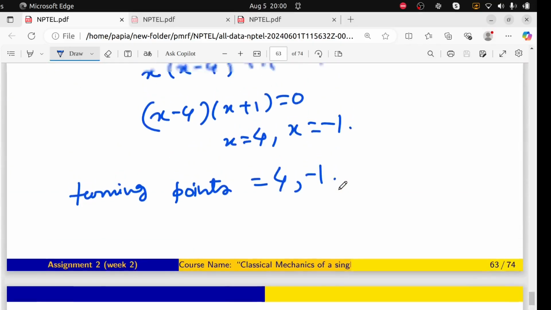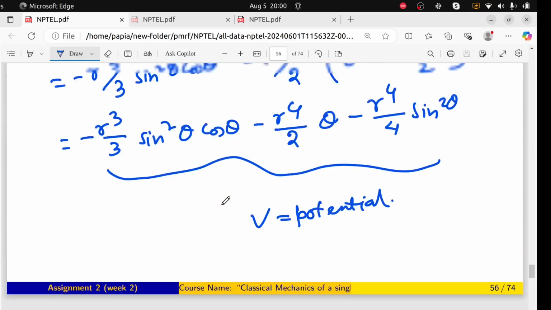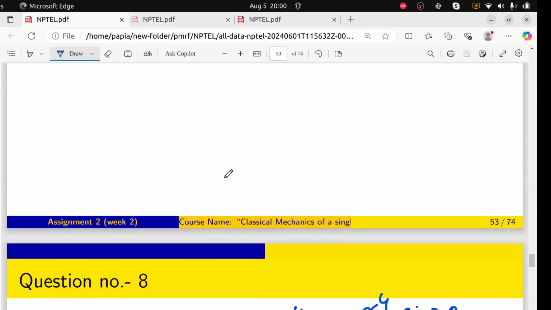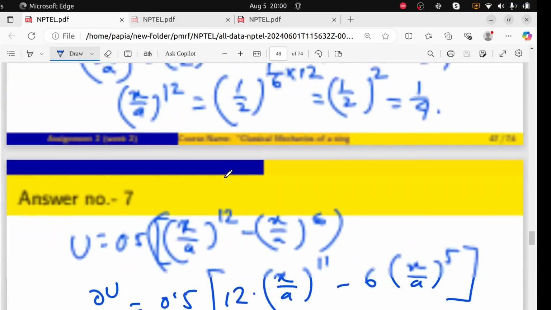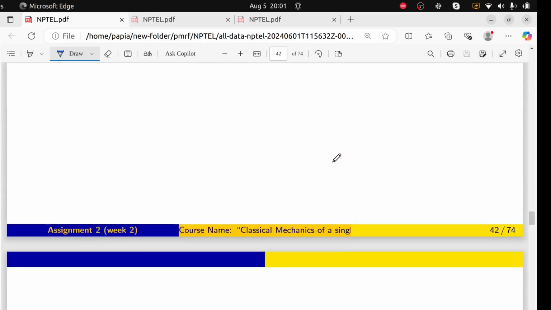Then coming to the ninth question, if the proton energy is given and potential energy is given, then what are the turning points? And this is coming as -1 and 4. So this is the final answer. Then another question was on Kepler. What is the potential? And this is the stable equilibrium point, which is a stable equilibrium. This will be -1/6.